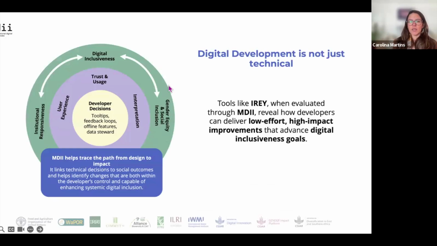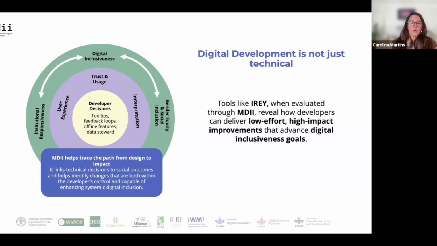So with this, what can we conclude and understand? That digital development or digital inclusiveness is not only technical. And this is the thing that becomes important to understand, that when we have teams that are working on a digital solution, a digital innovation, such as E-Ray, there are a lot of things that are outside of their sphere of control or their scope.